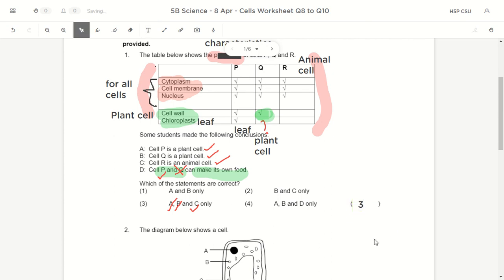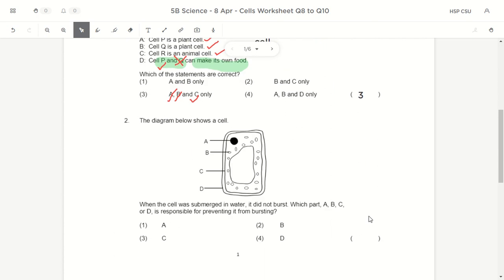Alright. So this is how you have to make sense of the table, make sense of what they say. If it's wrong, tell me why it's wrong, and then use your tick and cross, you will get the answer. Alright. So let's go to the second part. The diagram below shows a cell. Okay, let's write all the cell parts down that we know.